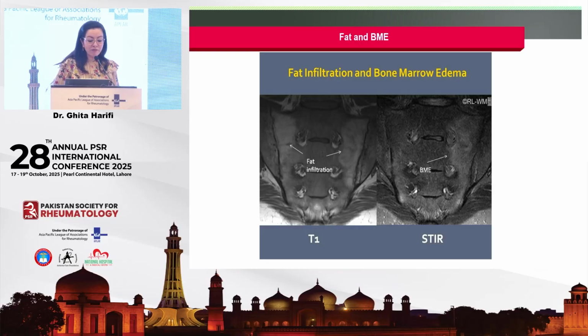Fat infiltration and bone marrow edema can coexist, and we can have this simultaneously, like you see here. On the same area where you have fat infiltration, when you move to STIR, you see some bone marrow edema. And this means that this patient is probably having some ongoing inflammation at the same time as some chronic inflammation as well.